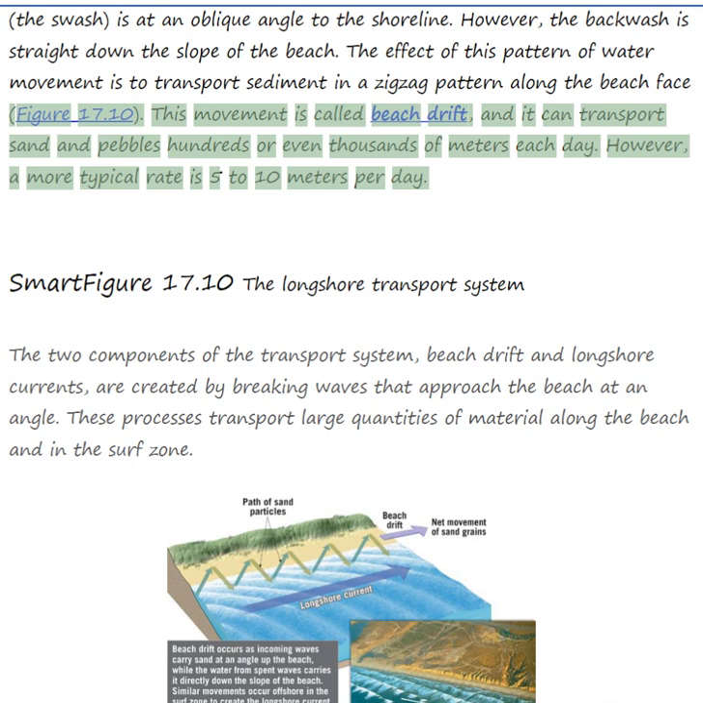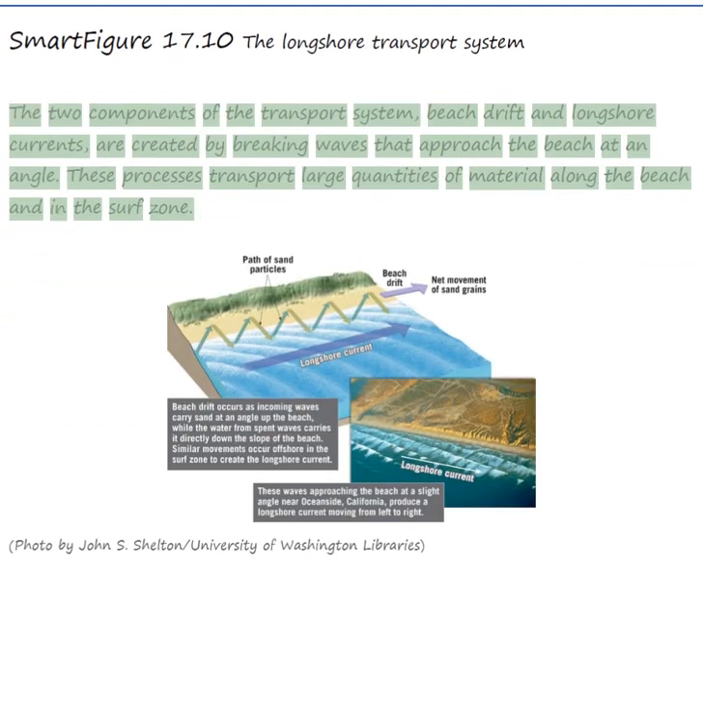This movement is called beach drift, and it can transport sand and pebbles hundreds or even thousands of meters each day. However, a more typical rate is 5 to 10 meters per day. The two components of the transport system, beach drift and longshore currents, are created by breaking waves that approach the beach at an angle. These processes transport large quantities of material along the beach and in the surf zone.